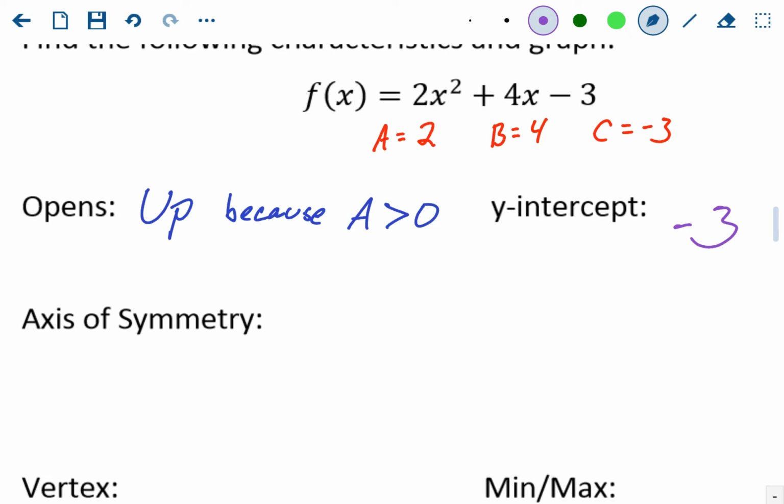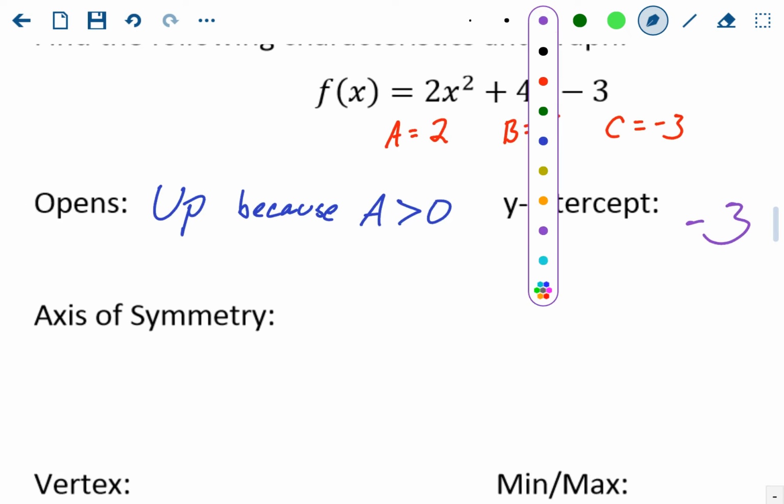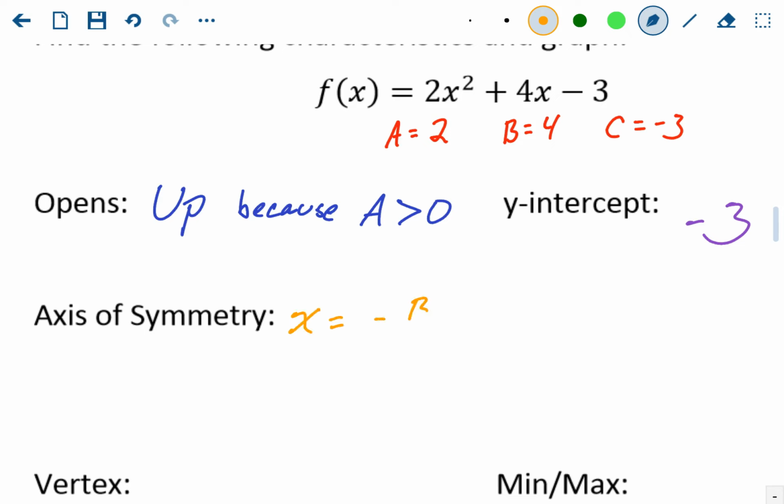All right, the axis of symmetry. Axis of symmetry has a formula. It's x equals negative b over 2a. Well, since we know a, b, and c, and we only need a and b, we could plug this into the formula. All right, our b value is 4, so the opposite of that would be negative 4. Divided by 2 times a, and a is 2, so 2 times 2. Okay. Simplify, and you got negative 4 over 4, which is negative 1. So your axis of symmetry is x equals negative 1.